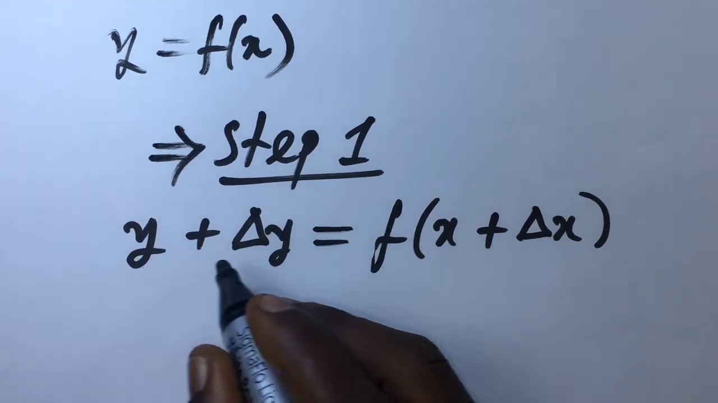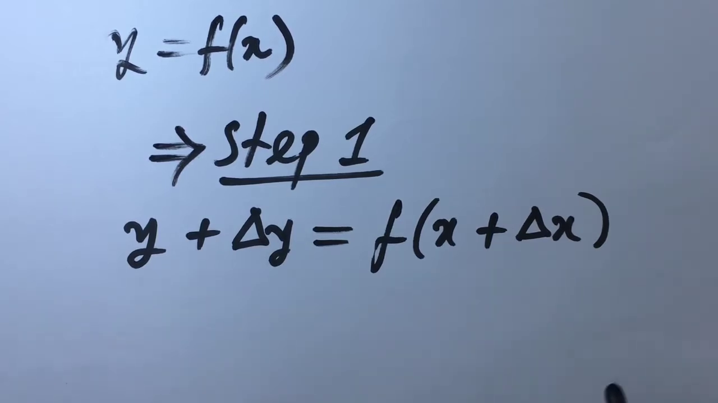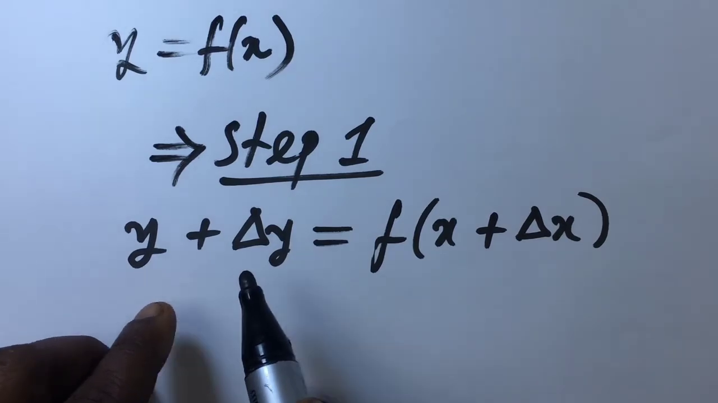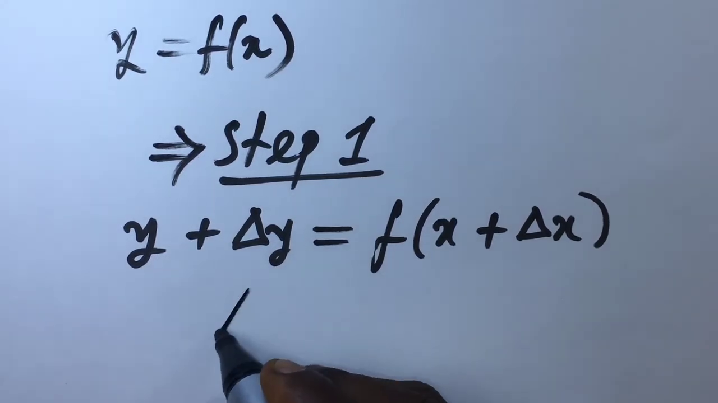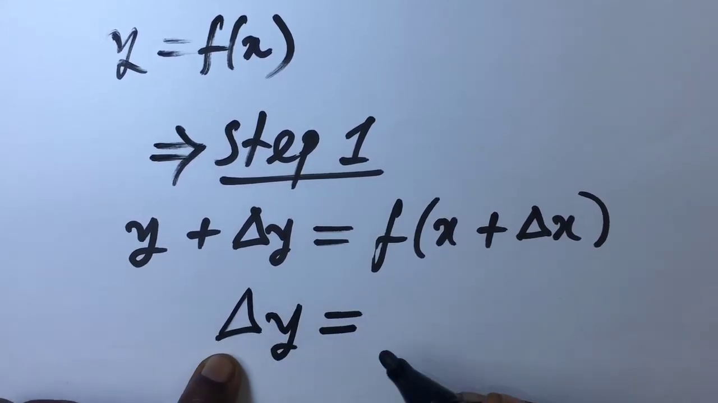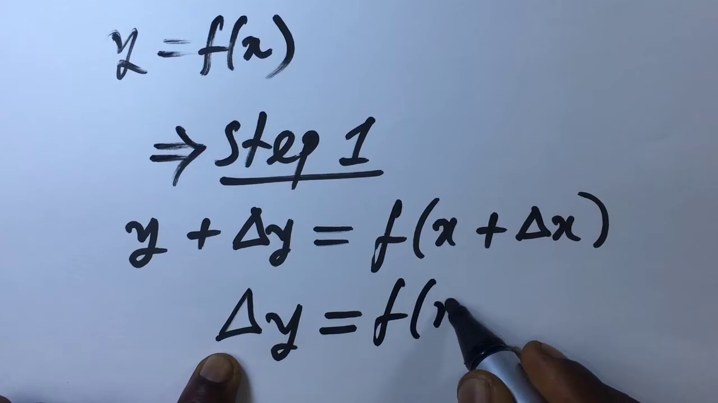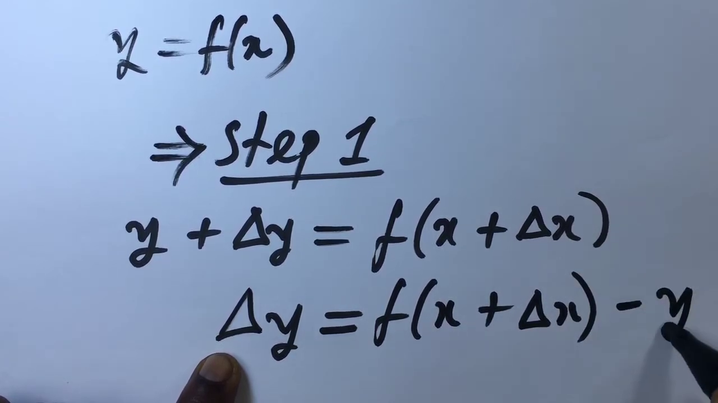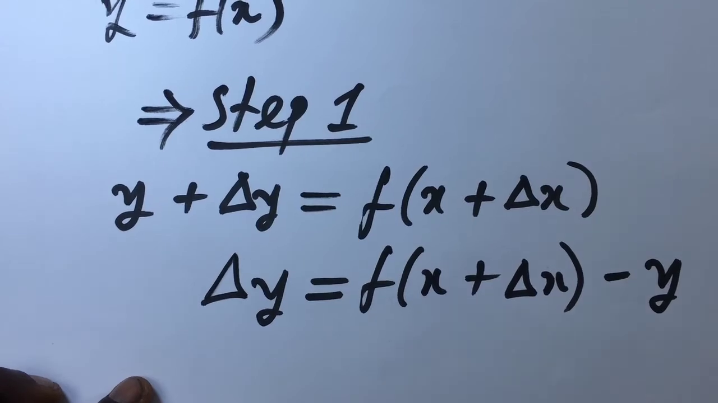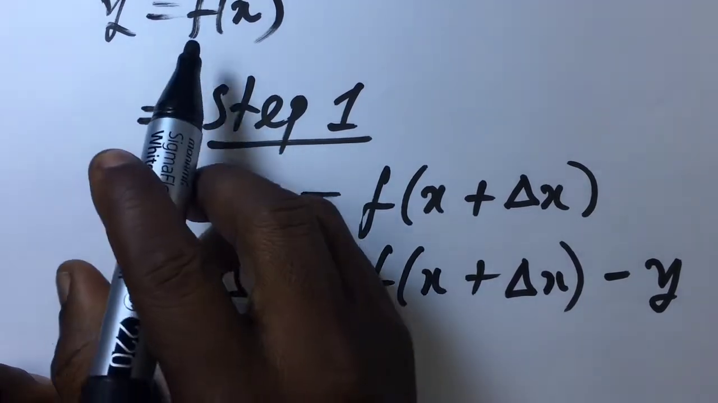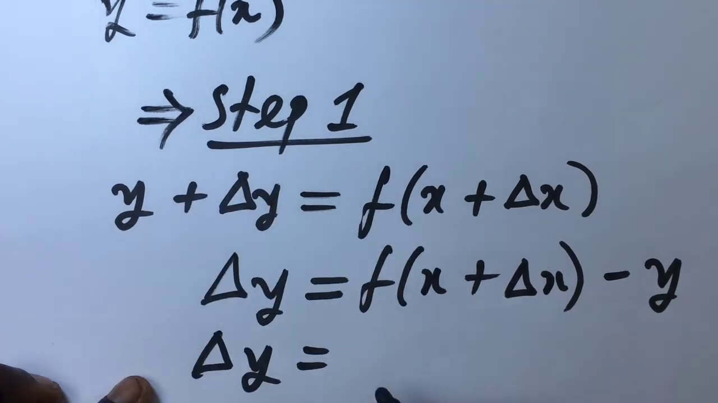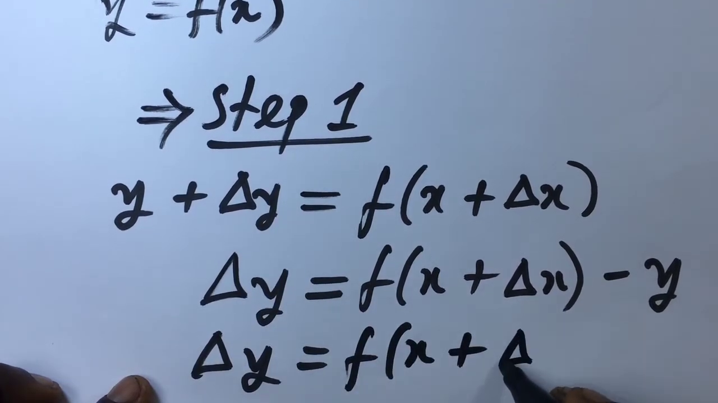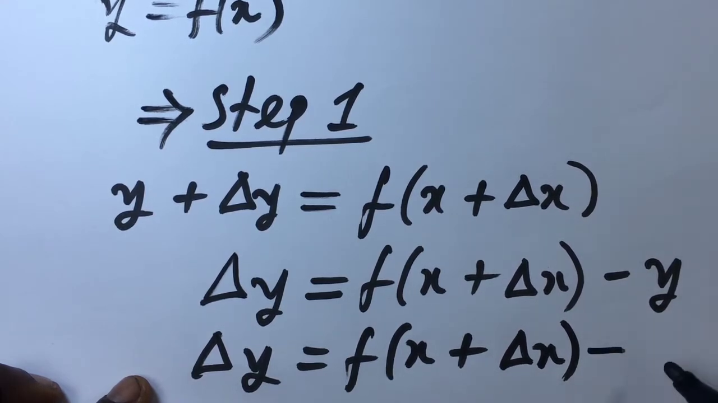Still in this first step, after increasing the argument by an infinitesimal change and consequently increasing the dependent variable y by an infinitesimal change in y, you would make change in y the subject of formula. It becomes f of x plus change in x minus y. But what have we been given y to be? We have been given y to be f of x. So in place of this y, you simply put f of x. This results in change in y equals f of x plus change in x minus f of x, and that concludes step 1.